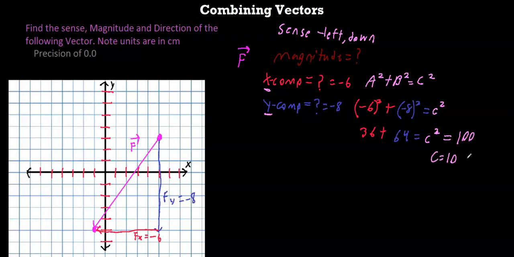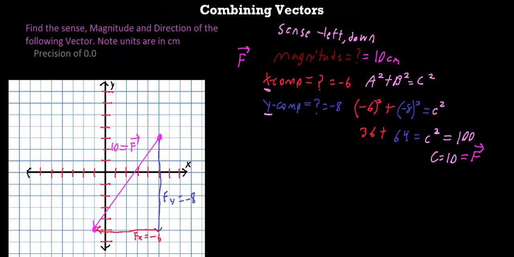Well, that's our vector force. That's our magnitude. That's what we were calculating. So the magnitude of our vector F equals 10, and in this case, centimeters. So that's what our distance is, 10 centimeters.